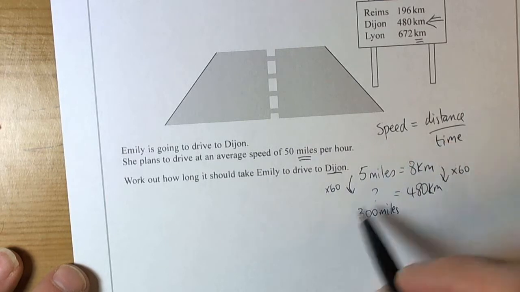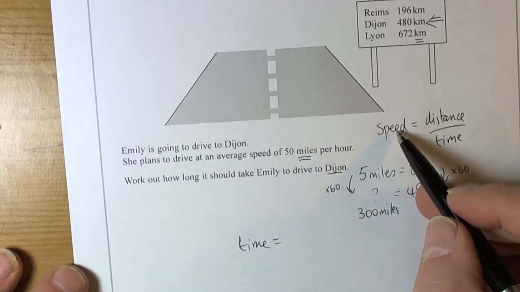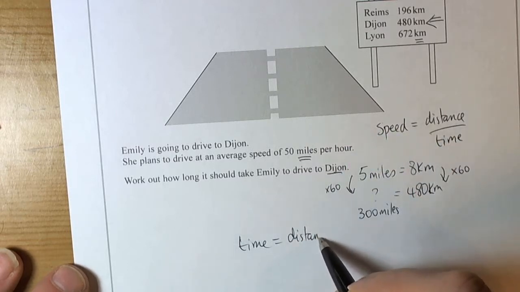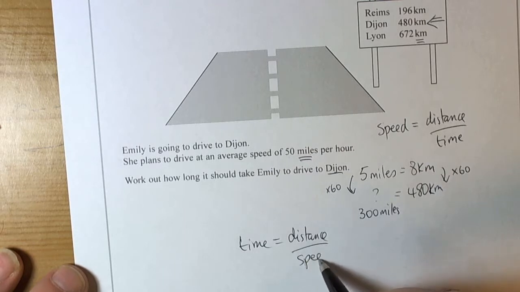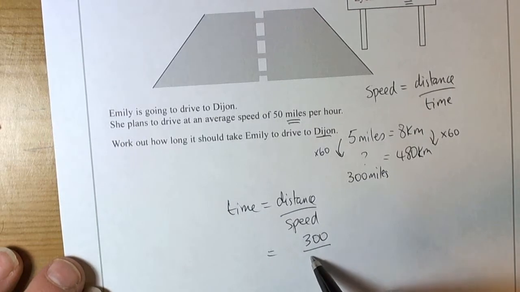And because we want the time, then we rearrange the formula to be times by time there, so divide by speed there. So it's going to be distance over the speed. And the distance was 300 miles and the speed was 50. So we see how many 50s are in 300. And we could see that is 6.